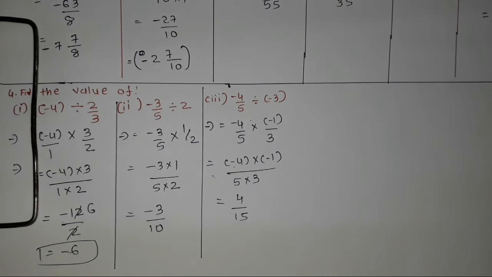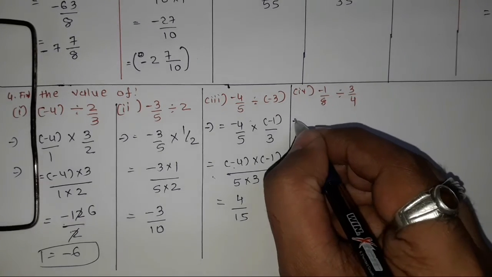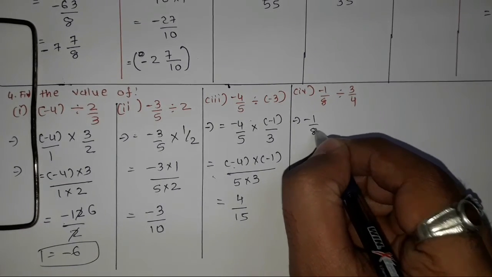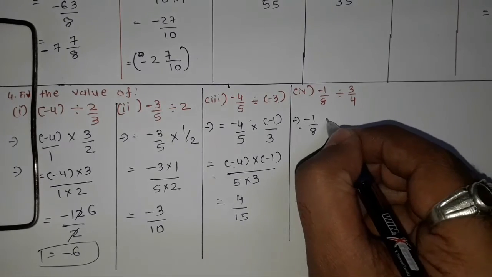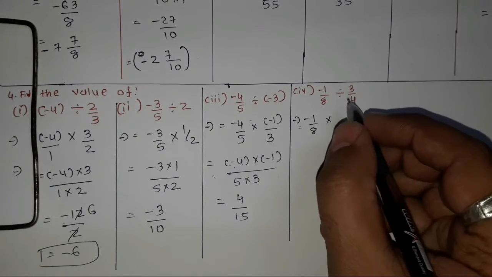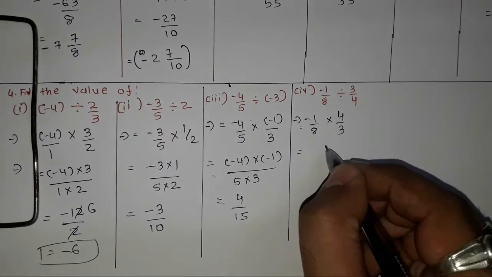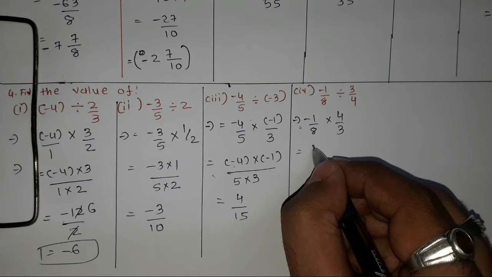Similarly, moving to the next one, minus 1 upon 8 divided by 3 by 4. So again minus 1 upon 8. Now we will write multiply by, I will take the reciprocal of this one. So the reciprocal of this will be 4 upon 3. So now I can multiply directly minus 1 into 4.